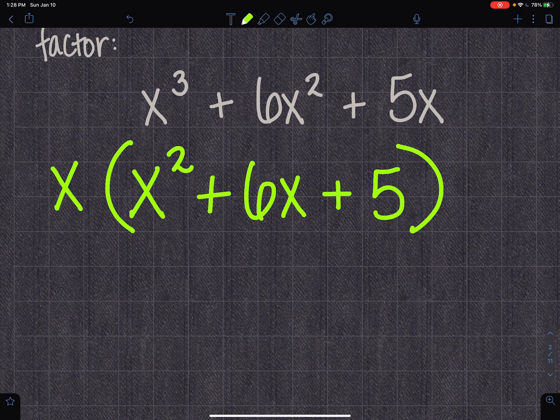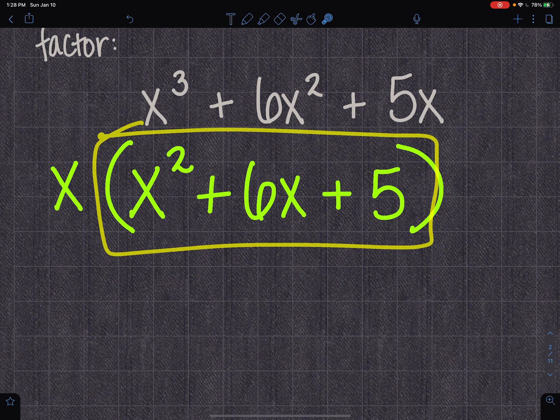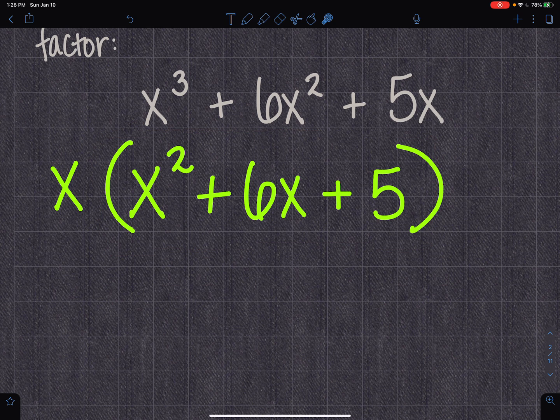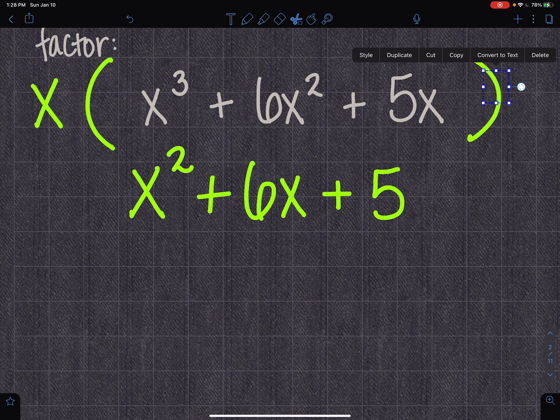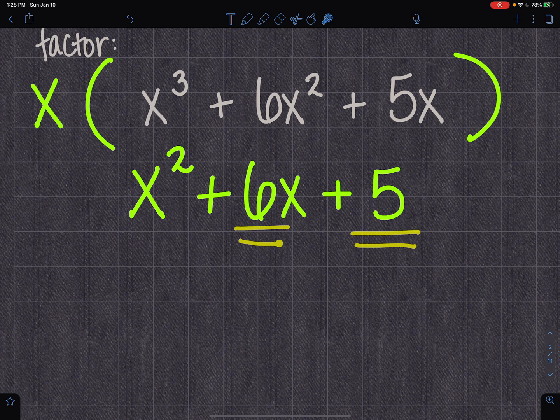And now if you only look inside the parentheses, this is something that you're used to factoring. So for now, I'm going to sort of remove this x in front of the parentheses. I'm not going to forget about it because it's still there, but I'm just going to take the rest of this equation and factor it the way I'm used to factoring. And now we can figure it out. So I need two numbers that are going to multiply together to get 5 and add together to get 6. And this is a pretty straightforward one.